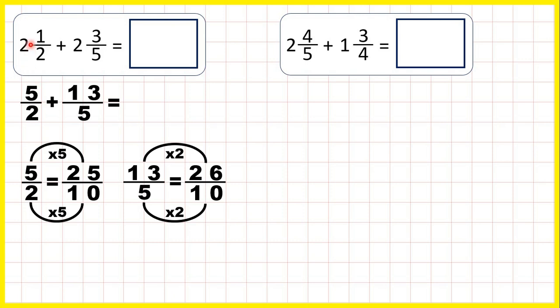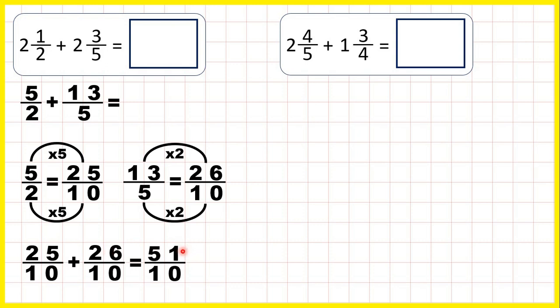Instead of 2 1/2 or 5 over 2, we can write 25 over 10, and instead of adding 2 3/5 or 13 over 5, we can add 26 over 10. So now we have a common denominator, so the denominator stays the same in our answer, and 25 plus 26 is 51. So our answer is 51 over 10.